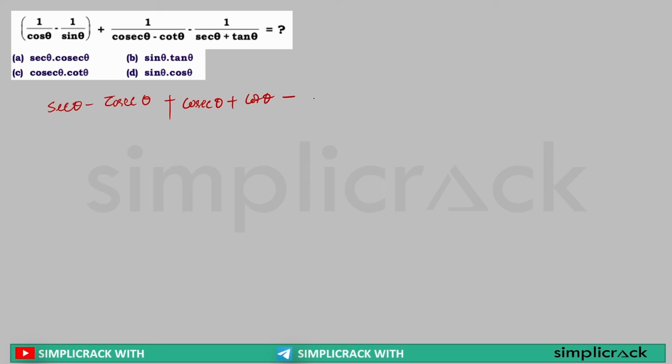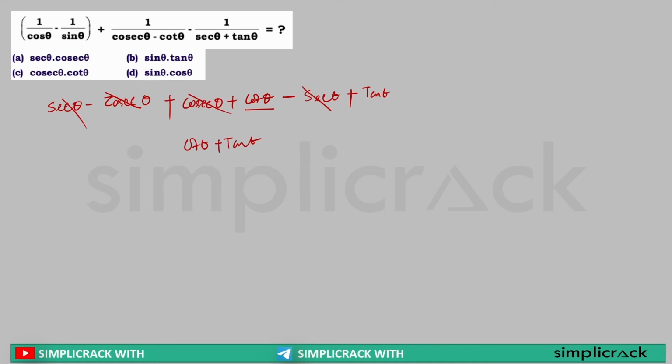Minus sec theta plus tan theta can be written as minus sec theta minus tan theta, or this will be minus sec theta plus tan theta, because we remove the brackets. Now minus cosec plus cosec crossed out, minus sec plus sec crossed out. What is remaining? Cot theta plus tan theta.